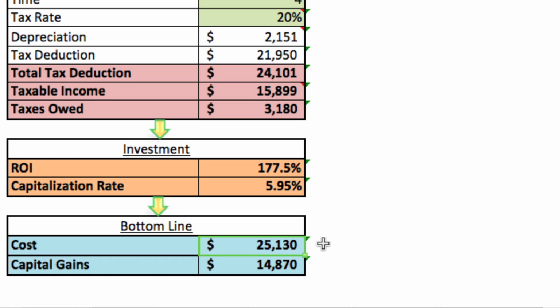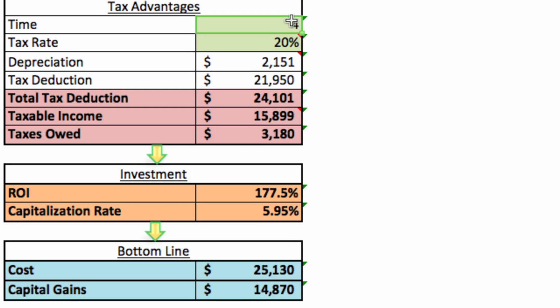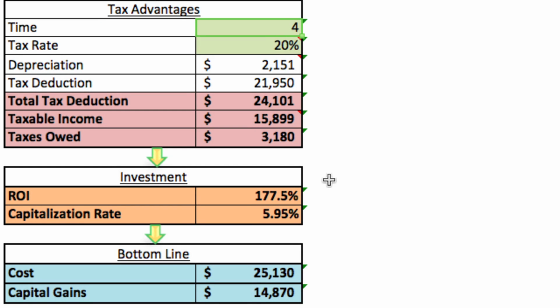Remember that this is over a 4-month time frame. The ROI is based on 1 year. It's the return on investment over a 12-month period. So that's why it's actually quite a bit larger ROI, because you're flipping this property for almost $15,000 in capital gains in less than 6 months. Now this number, $14,870, actually accommodates for a 20% tax rate.